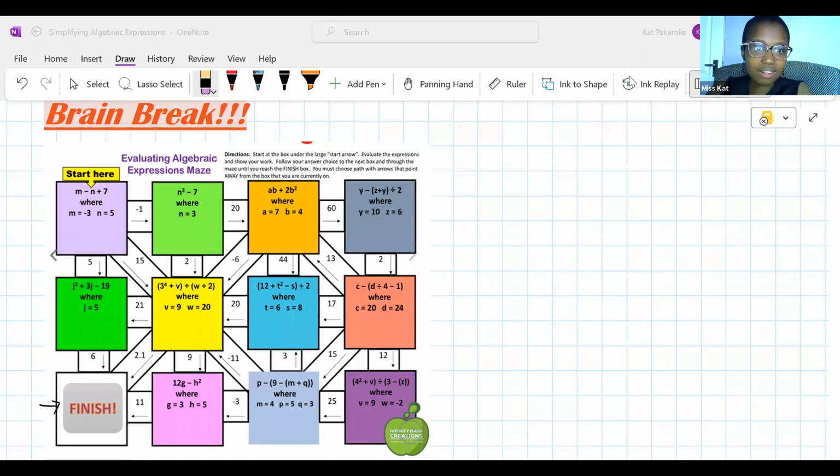Ma'am, I'm going to suffer with my brain cells right now because I don't like the look of this. Come on, guys. Where you see an M, you put -3, and then where you see an N, you put 5. So -3 minus 5 plus 7. How much is that? What's -3 minus 5, guys? Ma'am, -3 minus 5 is 2. Check in the chat. Wait, hold on. -8, sorry. -8, and then you add 7.